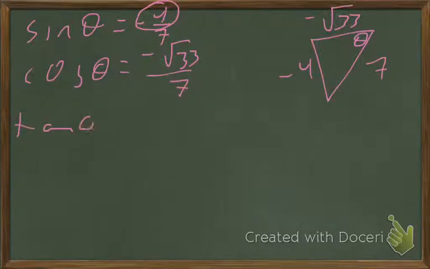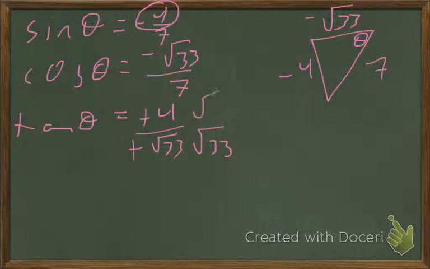Tangent of theta is opposite over adjacent. So that's negative 4 over negative square root of 33. Well, first off, these negatives cancel to be a positive. Second, we have to get rid of that square root of 33, so we multiply the top and bottom. That gives us 4 square root of 33 over 33. And there is tangent theta.